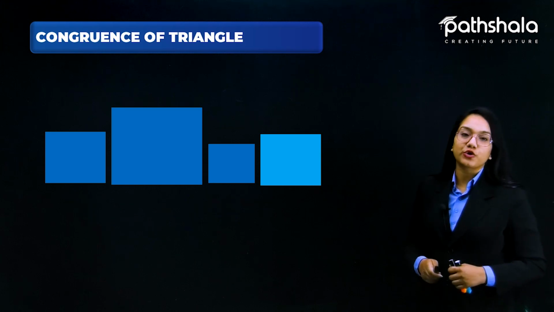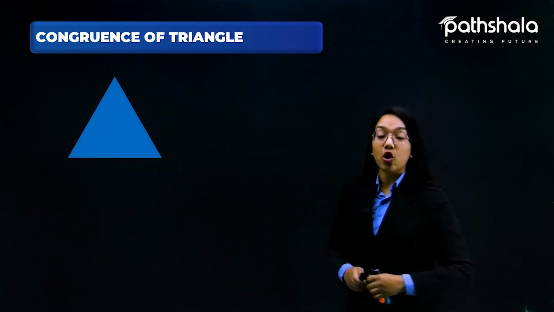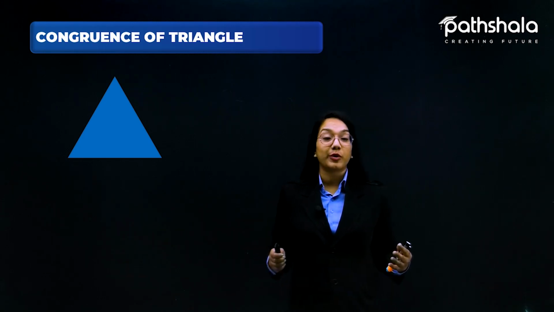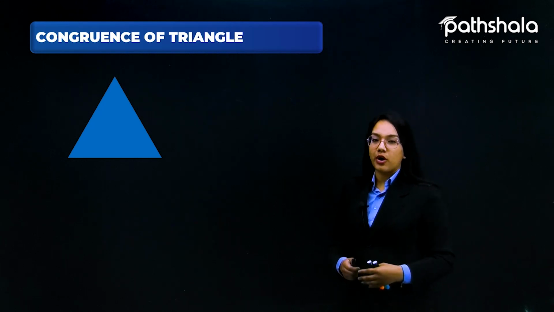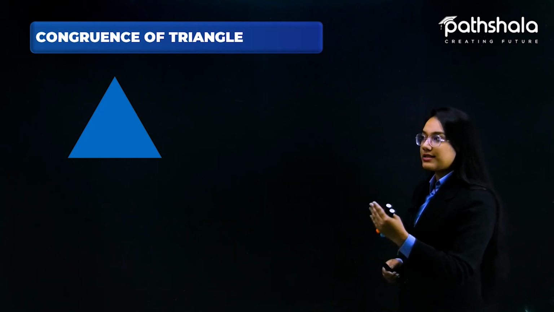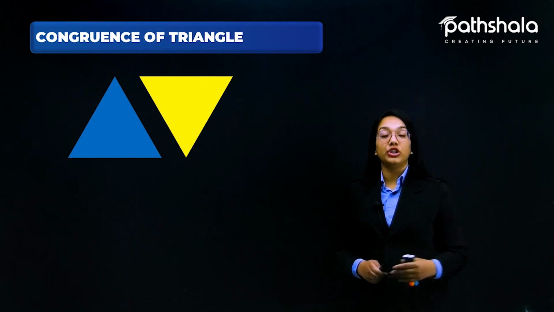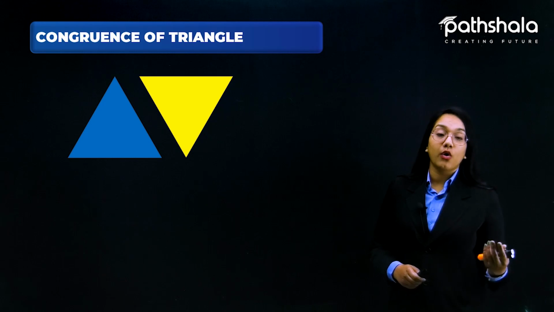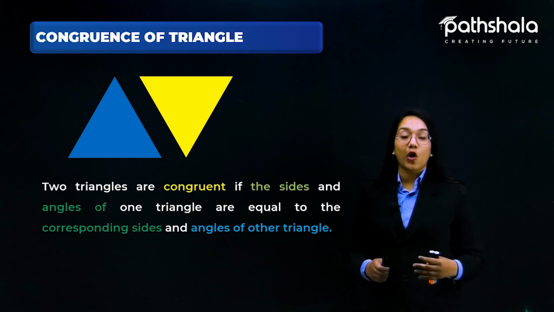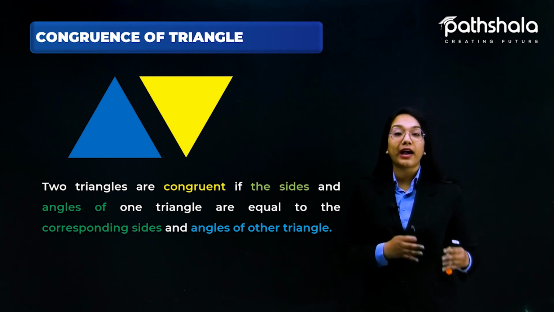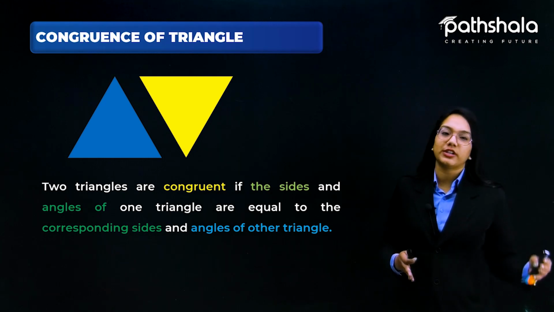Now let us move on to the triangle and talk about congruency in triangles, because we are doing the topic congruence of triangles. Suppose I have these two triangles, triangle number 1 and triangle number 2. What can we say about how or when we will call them congruent? Two triangles are congruent if the sides and the angles of one triangle are equal to the corresponding sides and angles of the other triangle.